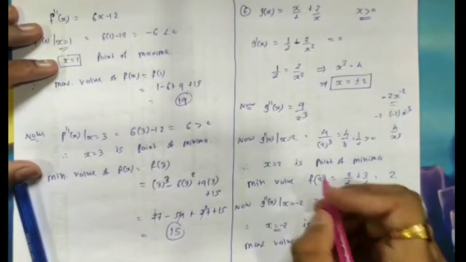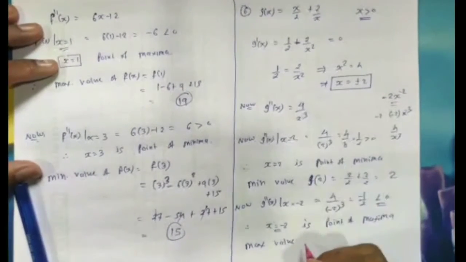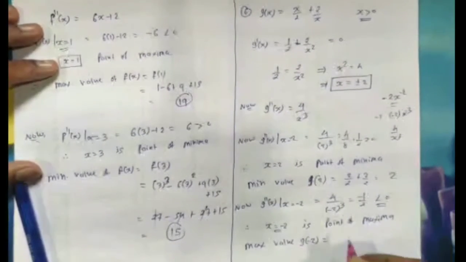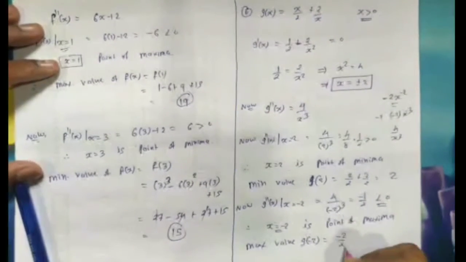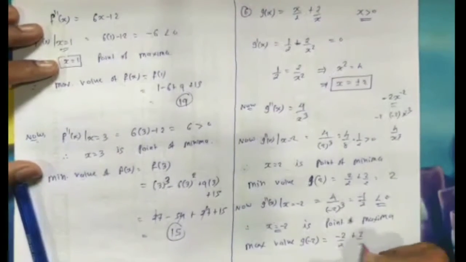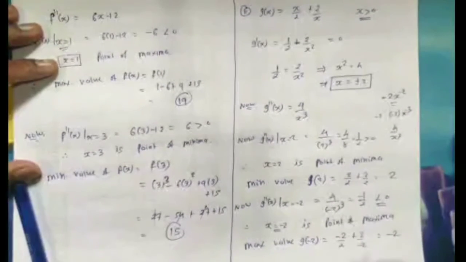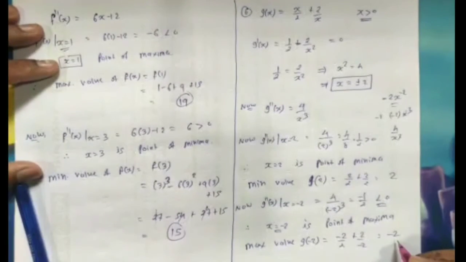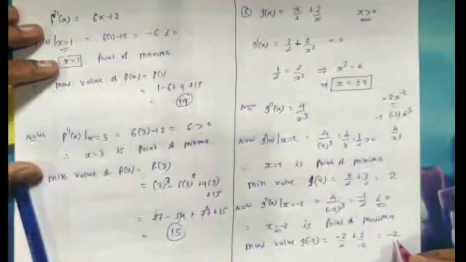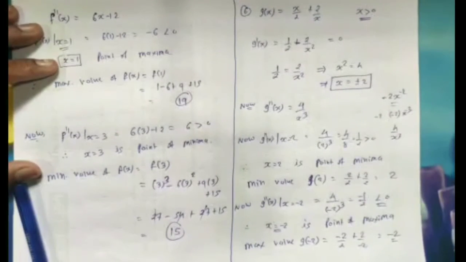So g of minus 2. g of minus 2 will be minus 2 by 2 plus 2 by minus 2. So it's minus 1 minus 1. So minus 2 will be your maximum value.